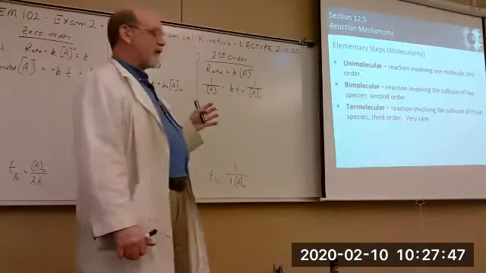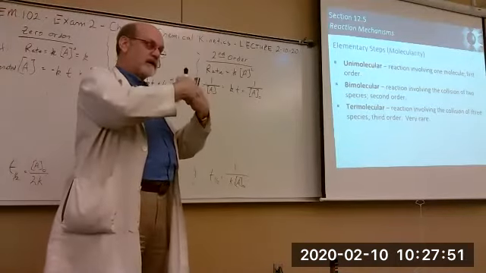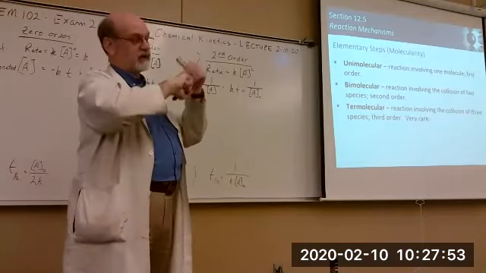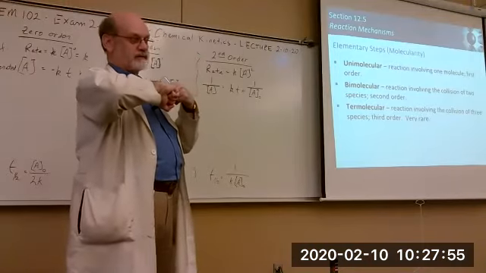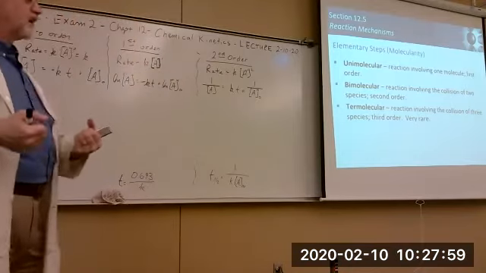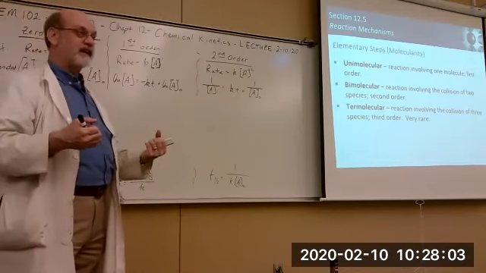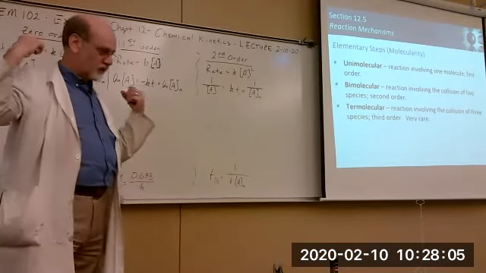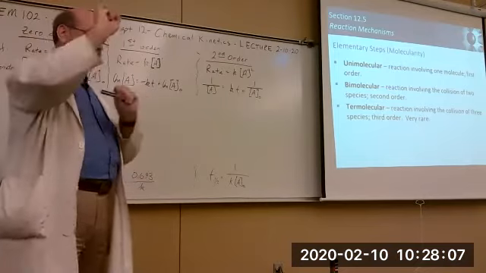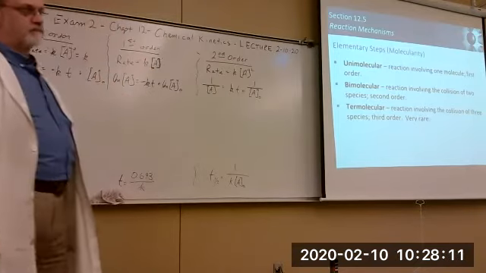In order to have a bimolecular reaction, you need 2 molecules coming together with sufficient energy and at the right orientation so that the reaction occurs. So that's still fairly likely. But getting 3 molecules to come together simultaneously with the right amount of energy and the right orientation for all 3 of them is very rare.